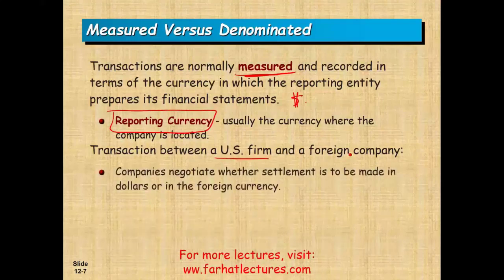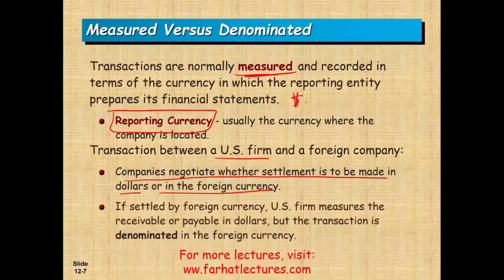Transaction between a US firm and a foreign company. The companies negotiate whether settlement is to be paid in US dollar or in a foreign currency. So if it's in US dollar, there's not really a lot of risk, but if it's in a foreign currency, then you are taking a risk. If settled by foreign currency, the US firm measures the receivable or the payable in dollar. We have to measure them in dollar, but the transaction is denominated in foreign currency.